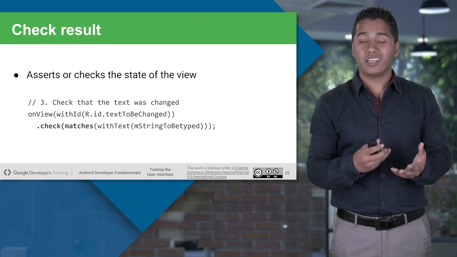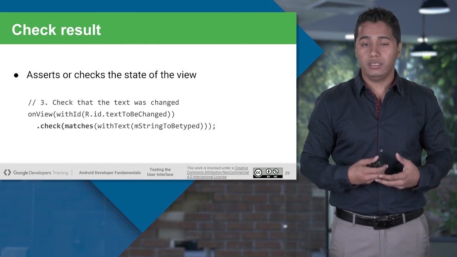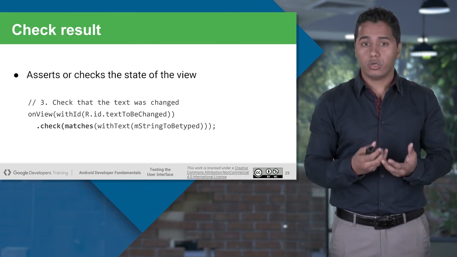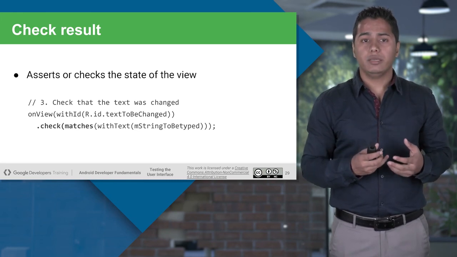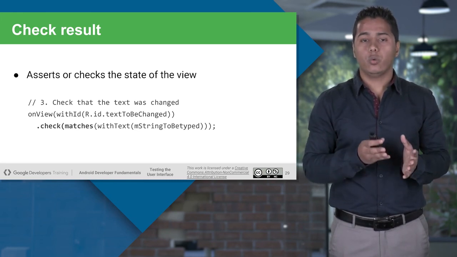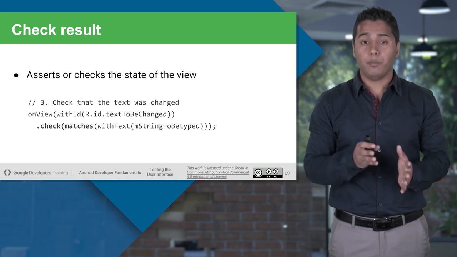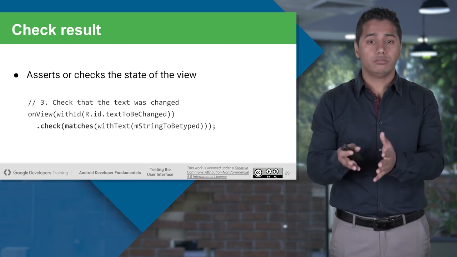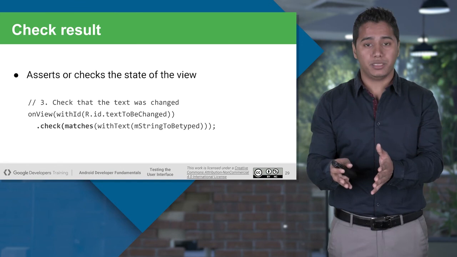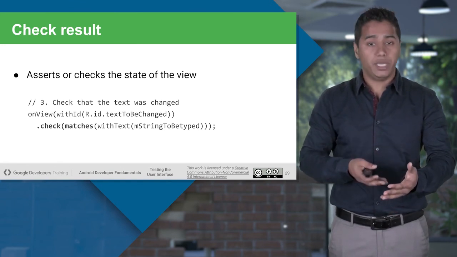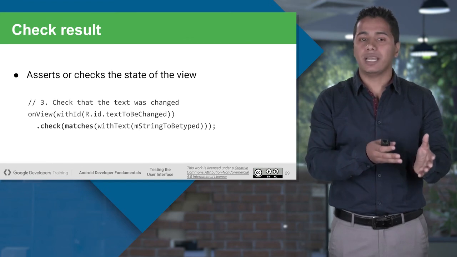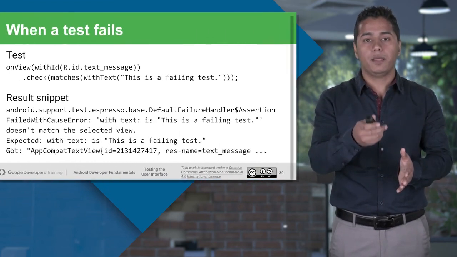So now, how do you check the result? Once you have found the view which you are talking about, if you want to check the results, you can use a method named check, and inside that, what do you want to do? I want to match, and match what? With text. So I will use the withText method. In this way, there will be other methods also which you can make use of, and accordingly you will be designing your UI testing cases.